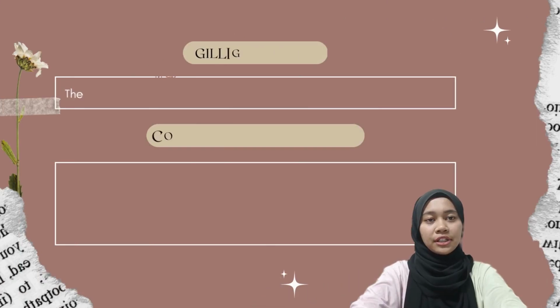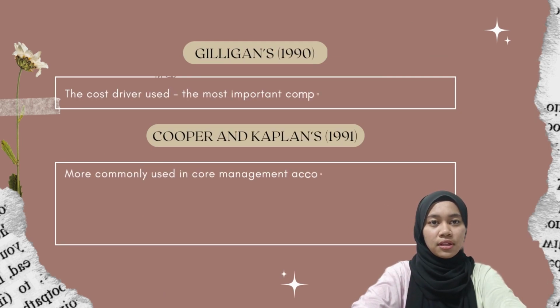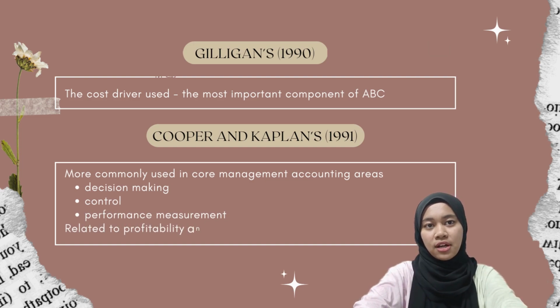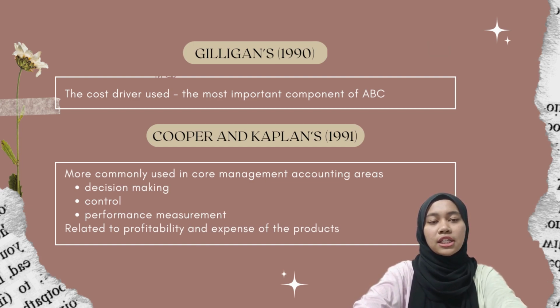According to Gilligan in 1990, the cost driver is defined as the most important component of activity-based costing. Cost drivers are the factors that determine the number of activities that will be consumed by a given product. Examples of cost drivers include machine hours, size, complexity, type, and any other product attribute that can determine its cost. This method is utilized in the allocation of overhead expense in managerial accounting.